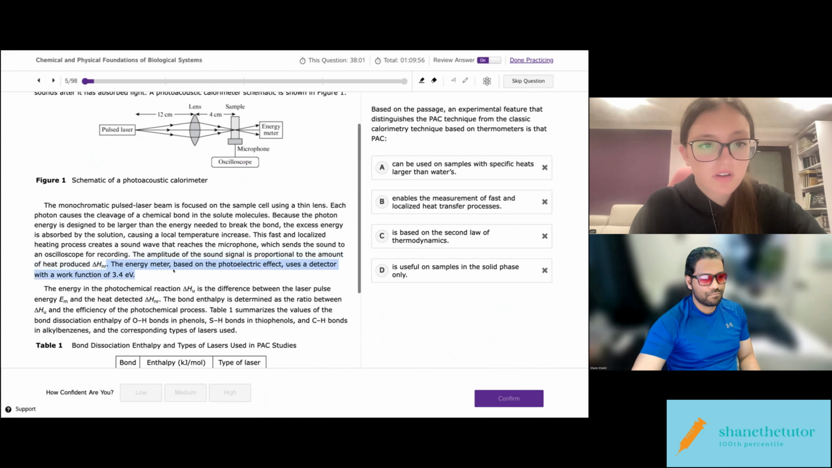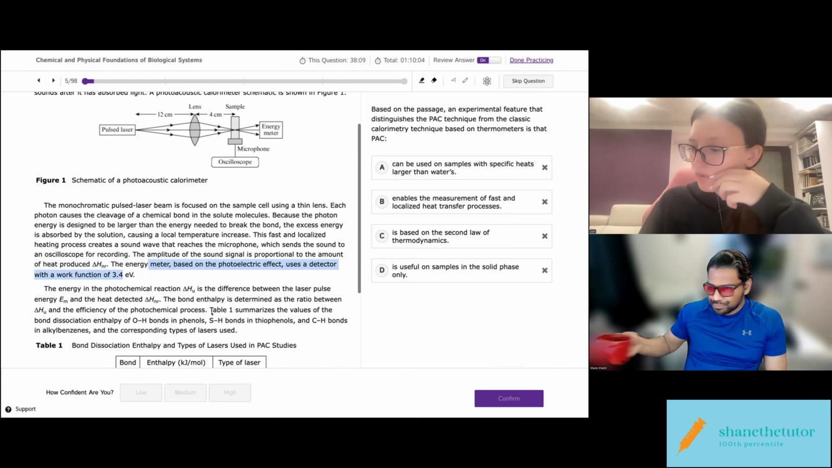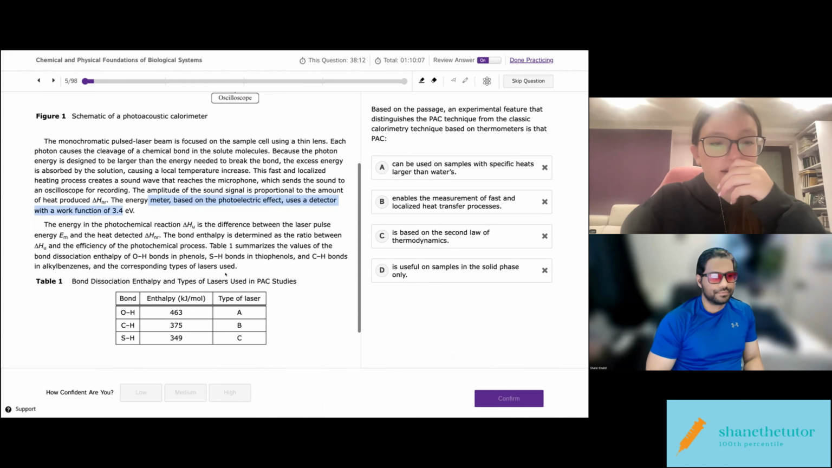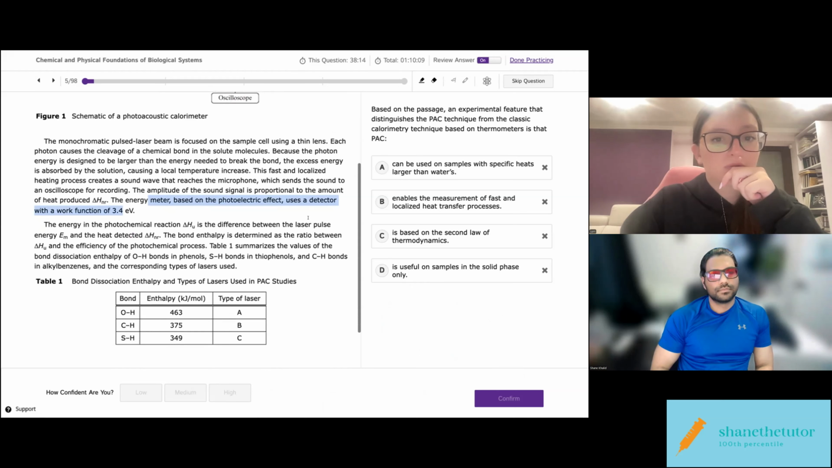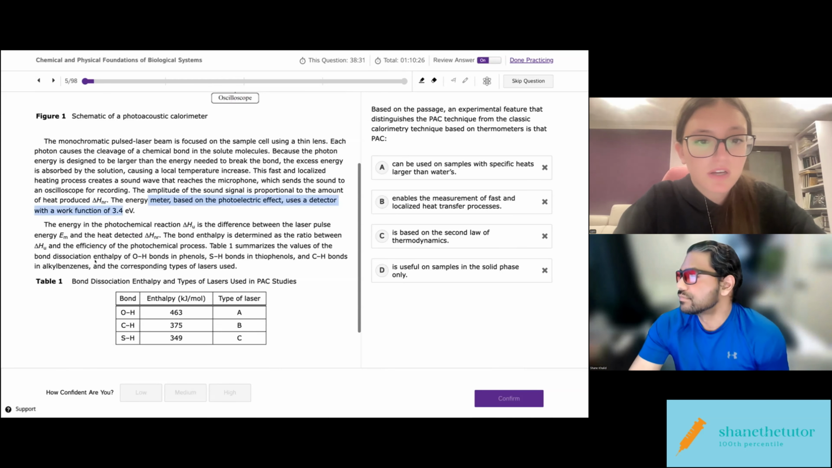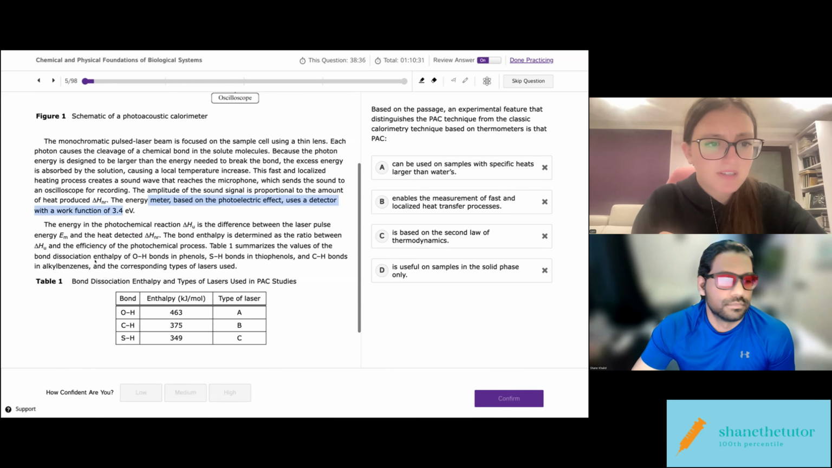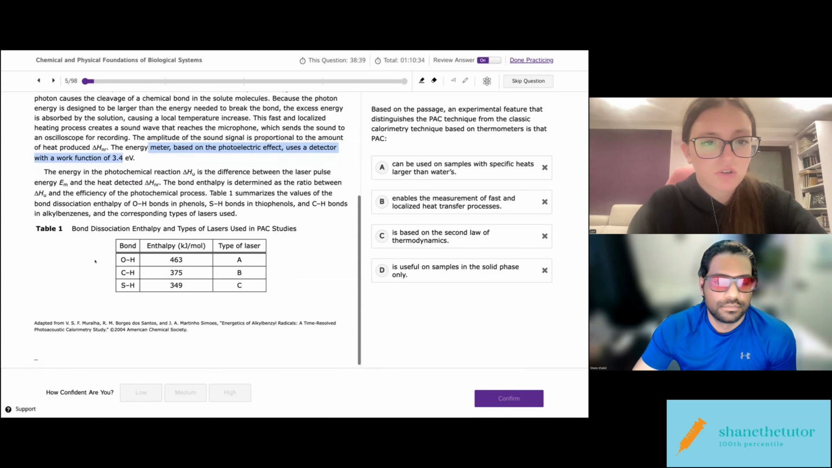The energy meter based on the photoelectric effect uses a detection with a work function of 3.4 eV. So we spoke about what work function is. The energy of the photochemical reaction is the difference between the laser pulse energy and the heat detected. The bond enthalpy is determined as the ratio between delta H and the efficiency of the photochemical process. Table 1 summarizes the values of the bond association enthalpy of OH bonds in phenols, SH bonds in thiophenols, and CH bonds in alkyl benzenes, and the corresponding types of lasers used.